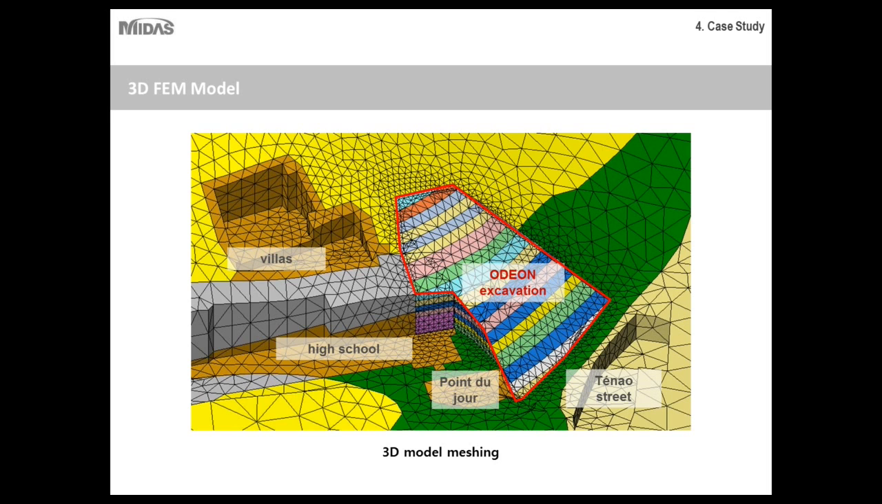So this is the finite element model. As you can see, there were some villas, high schools, and other structures in the close vicinity. And this was the deep excavation that was to be performed. This is a full-blown finite element model, and you can see the nodal connectivity being maintained as the excavation proceeds.